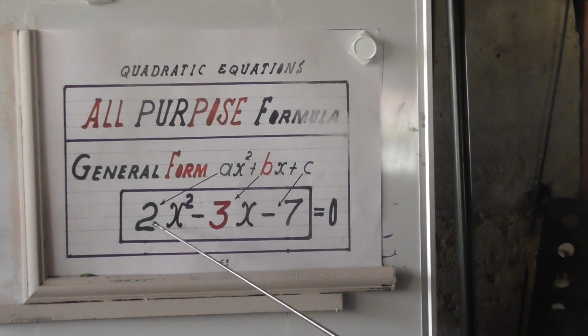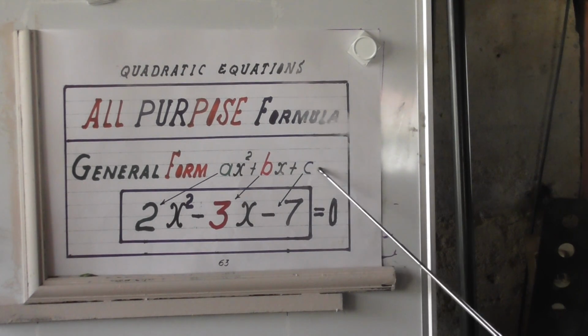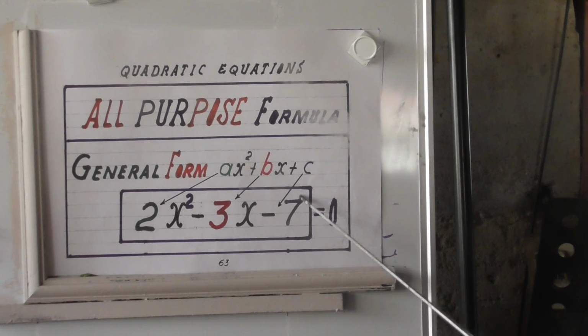And instead of 2x squared -3x -7, the general form is ax squared plus bx plus c. In this case the a is 2, the b is -3, and c is -7. A, B, C. So this is the general form, and this is a specific one, because we know what these letters are worth now.